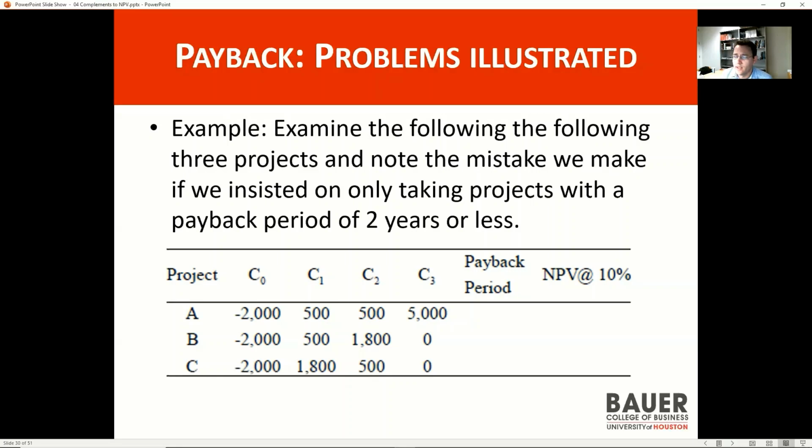Okay. If you had to guess, you could probably figure out which of these 3 projects has the best NPV. Well, if you have a 10% discount rate, you can work through it. It's an easy calculation. A is going to have the highest NPV. Right? A is going to dominate B and C, but A has the worst payback period. So if you're strictly following the payback period, you're ignoring a lot of time value of money. A is going to be best, but you wouldn't take it.